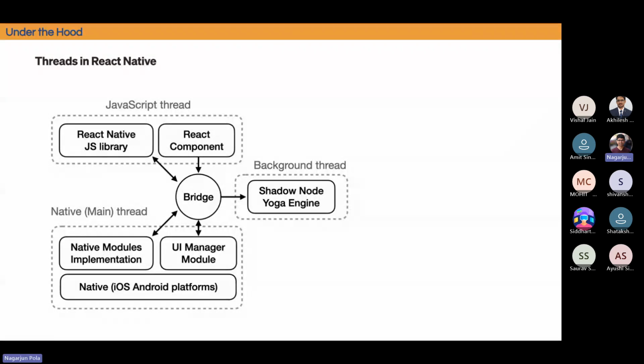So this is like a pictorial representation of how all these threads communicate. In JavaScript thread, we have the React Native JavaScript library, and we have all the components and other business logic. And then we have a bridge, which is a part of main thread, but as the name suggests, it is the bridge between the JavaScript thread and the main thread. So shadow thread again runs in the background, and it uses Yoga engine in order to convert all the layout code, Flexbox layout code, into the native layout code. And through the bridge, all that information is communicated with the native platform. Okay. This is how React Native works under the hood.